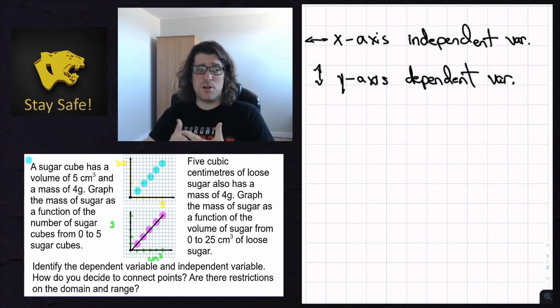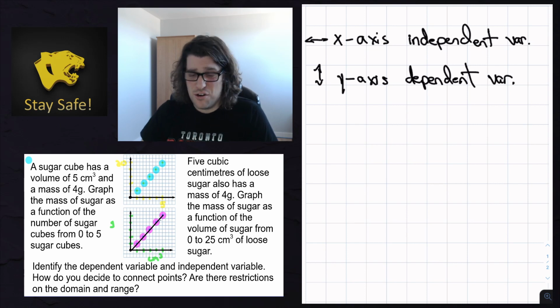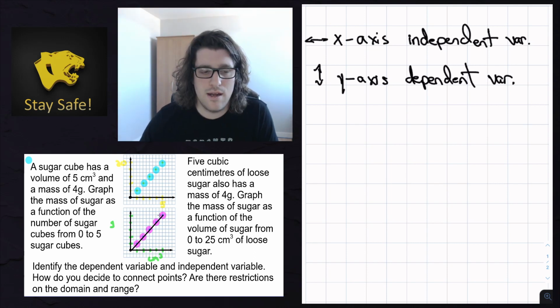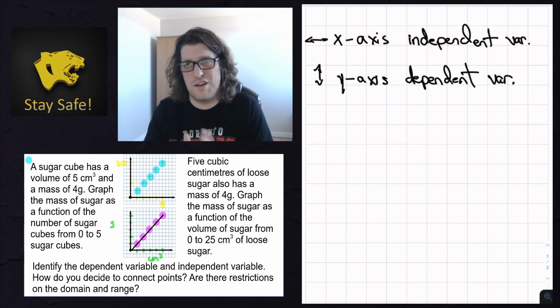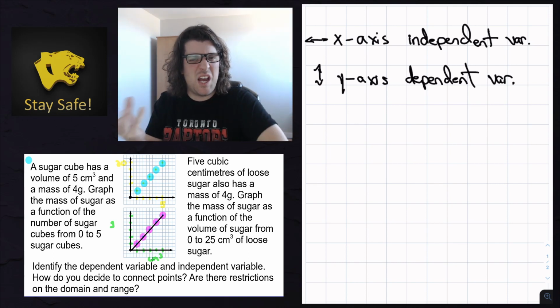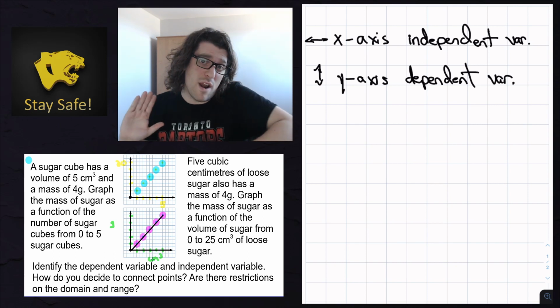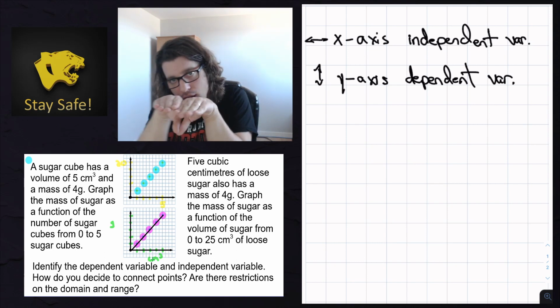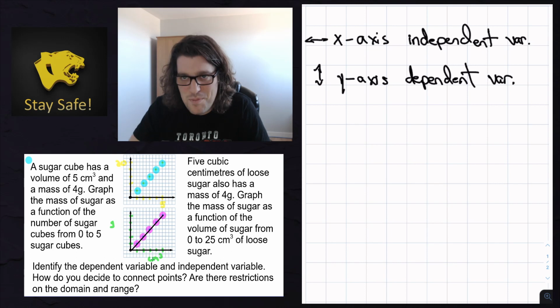And since we're going to see something a little bit later on that's going to talk about linear functions, it would be appropriate to connect them with a straight line this particular time because of the linear relationship between the loose sugar volume and the loose sugar mass. So again, dependent and independent variables: the thing that you're counting up is your independent variable, and whatever's being affected by that counting up is your dependent variable. And the x-axis is your independent, and your y-axis is your dependent variable.